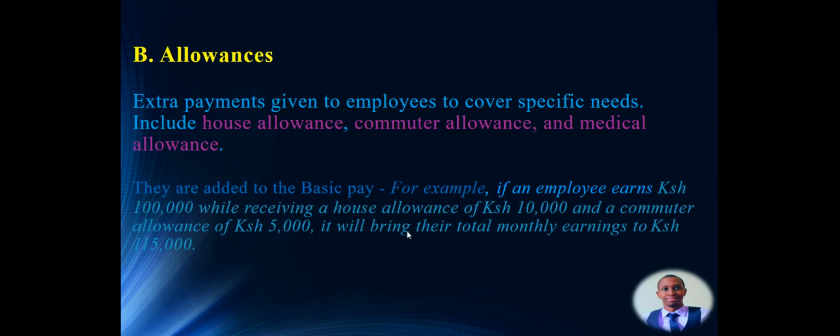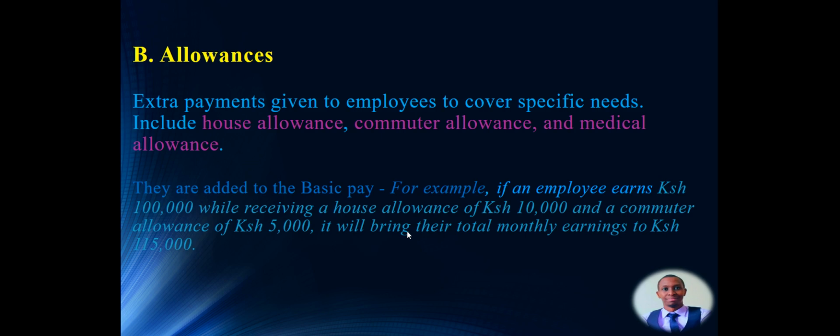Well, apart from the basic pay, some of the employers are willing to give out to employees some allowances to assist them in their accommodation and in their transportation, for instance commuter allowances, house allowances, and also to cater for your health, which comes in the form of a medical allowance. Now, how do you treat these allowances when you're computing the payroll, or how are they treated in your payslip? Well, these items are added on the basic pay at the end of the month before any deductions are made.